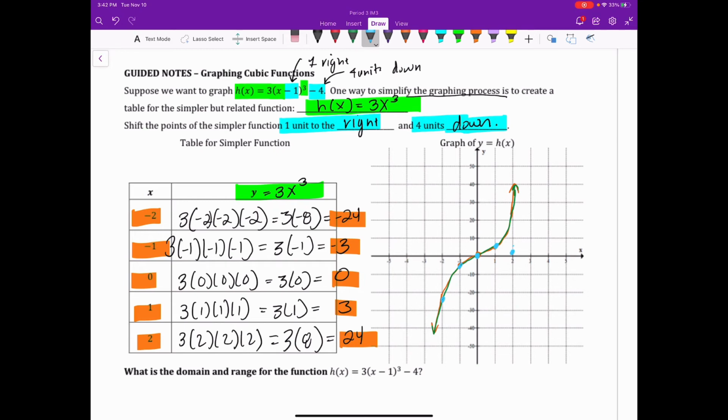Same thing for this locator point. I go 1 unit to the right and then 4 units down, so it's about here. And then this one, 1 unit to the right, 4 units down, it's about here. And then this point here, 1 unit to the right and then 4 down. It's like this. So then I just connect them. And so here is my actual h of x. So it's this blue graph.